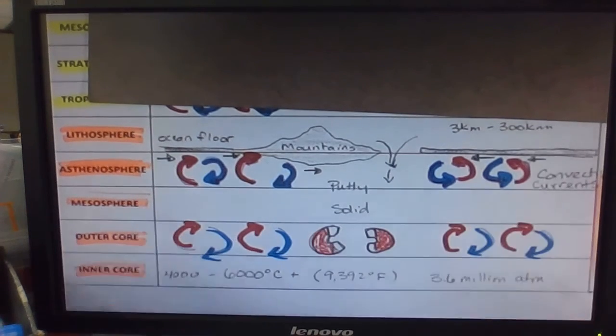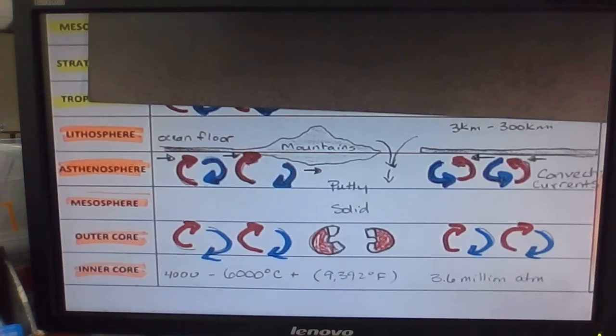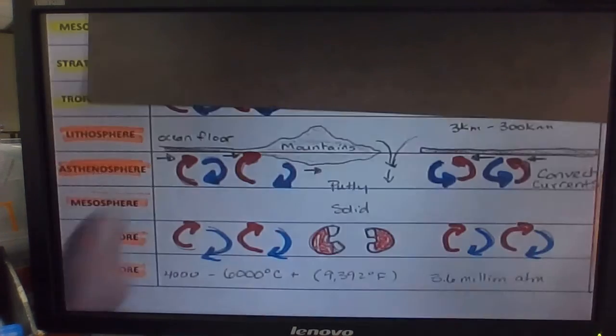Okay, so the level of the atmosphere that we're walking around in right now, this layer of the atmosphere, is called the troposphere.